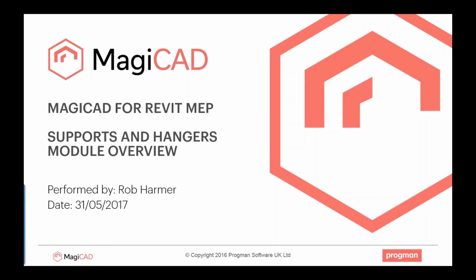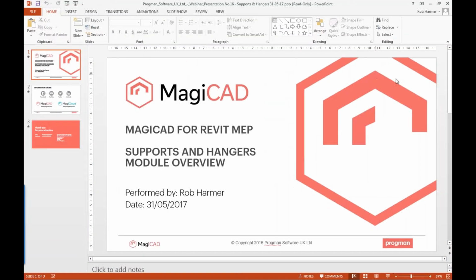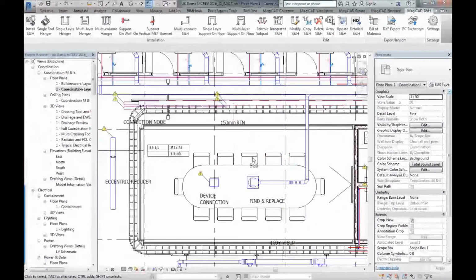Today we're going to look at the supports and hangers module, which is a standalone separate module outside the normal vent, piping and electrical modules that most people currently use. So this is a separate module with a separate license, which can be purchased and used independently of the vent, piping and electrical modules should you wish to.